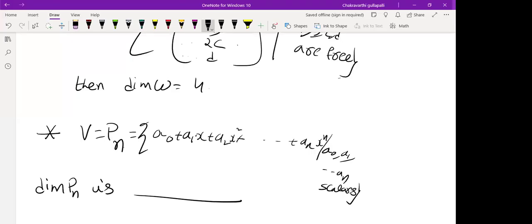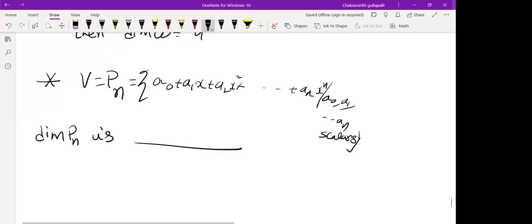Among the options, n will be given as the first option and n plus 1 as the second option. So, why is it not n? Every vector can be written with how many free variables here? Same model: a0, a1 to an. 1 to n, n scalars. One more is there, so n plus 1. Number of free variables n plus 1.